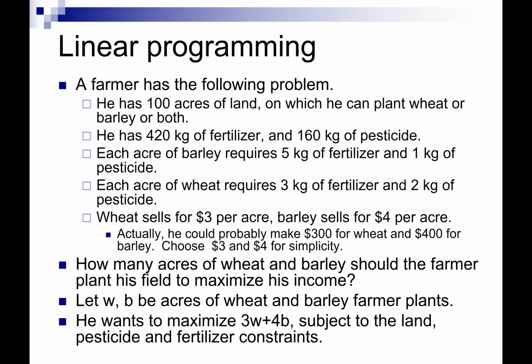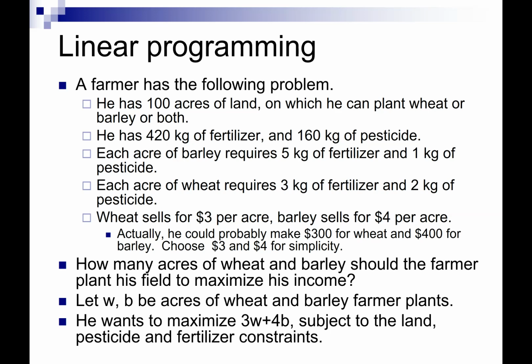Remember that he's going to make $3 per acre of wheat and $4 per acre of barley. To figure this out, let W and B denote the number of acres of wheat and barley that the farmer is going to plant. Since he's going to make $3 per acre of wheat and $4 per acre of barley, the farmer basically wants to maximize the function 3W plus 4B. But when he does this, he's also subject to all of the constraints that we talked about above. For example, he's only got 100 acres of land, and only so much fertilizer and pesticide.